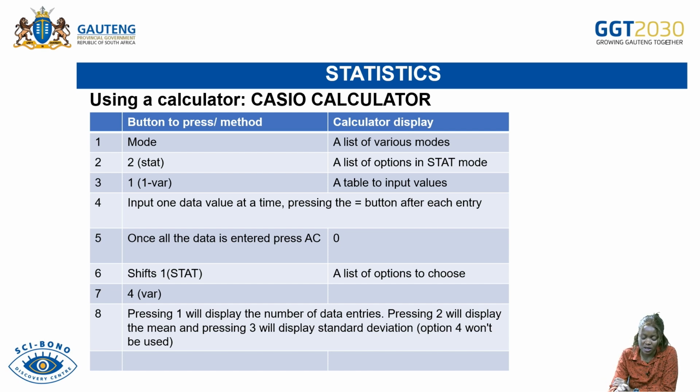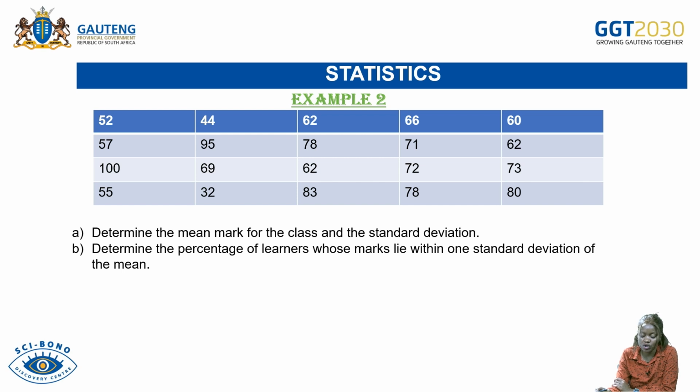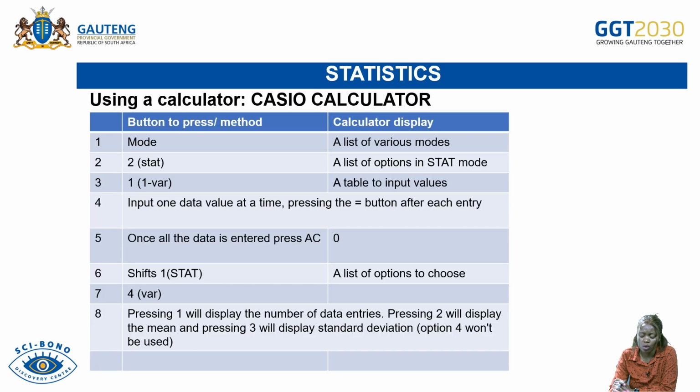So first things first, let's just go straight to example number 2. In example number 2, we need to insert that data set in your calculator. So first things first, you need to go to mode setup. In your calculator, you must press mode setup. If you press mode setup, you'll see number 1 as comp if you are using the Casio, and then you'll see number 2 as stats, and then you'll see number 3 as table.